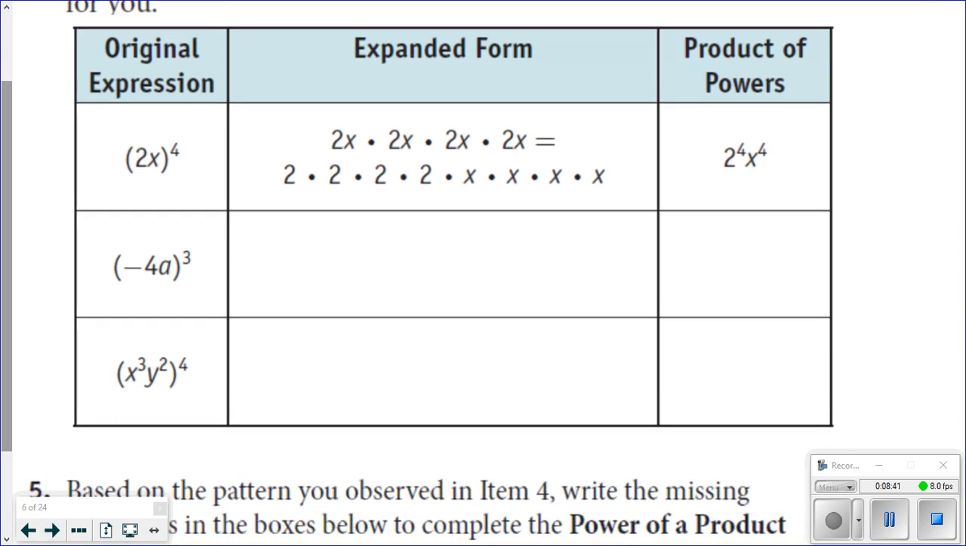In my parentheses, I have 2x, and that's my base, and it's being raised to the 4th power. So it's 2x multiplied by itself 4 times. So the book writes that out for you, and then they are going to group together all of their 2's. And if I count them out, it's 2 multiplied by itself 4 times, so it's 2 to the 4th power. And if we group together our x's, it's x multiplied by itself 4 times, so it's x to the 4th power.